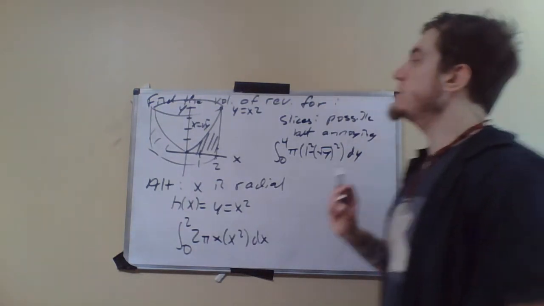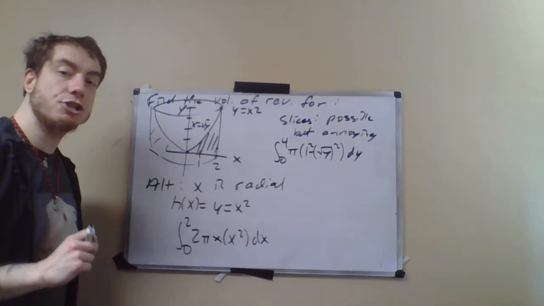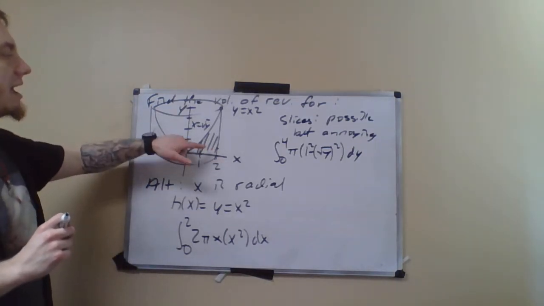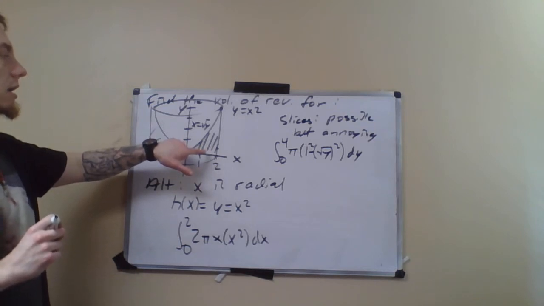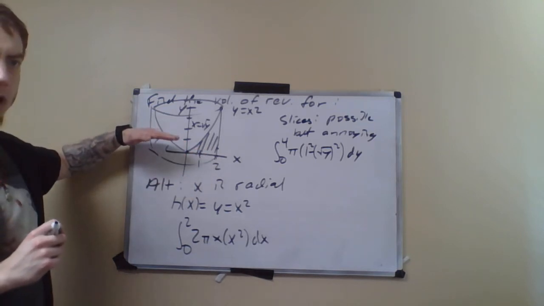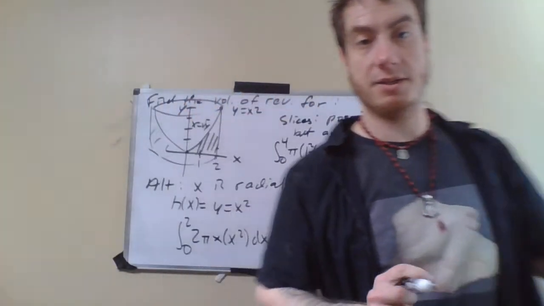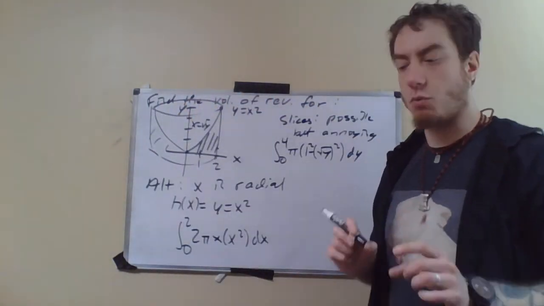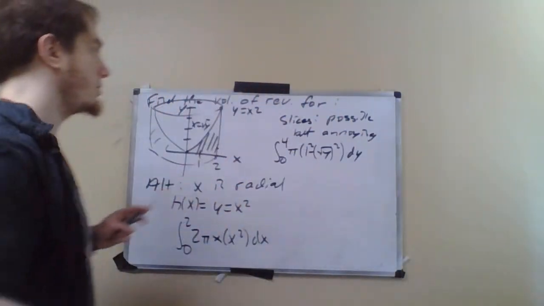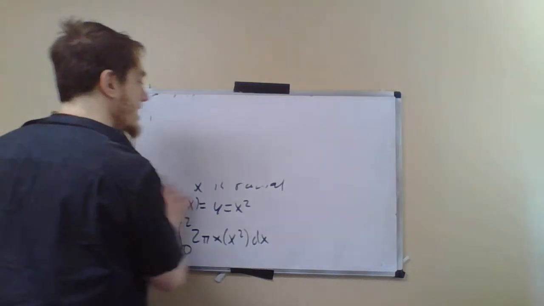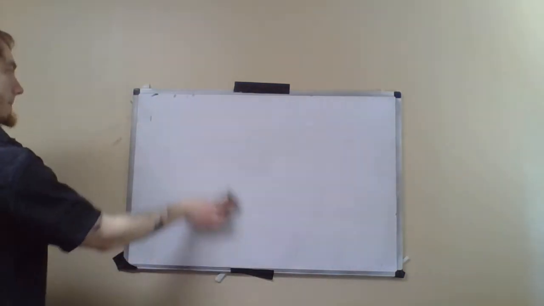Now, which one do you want to use? Well, the question is really, is it easier to describe the radius of a slice, or is it easier to describe the height of a cylindrical slice? Which function is simpler to work with? So let me show you another example here where there is a clear winner, and the clear winner is going to be the cylindrical method, I think.